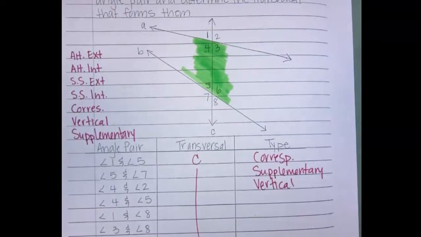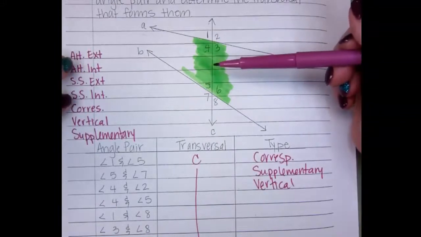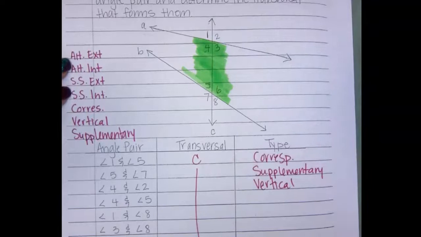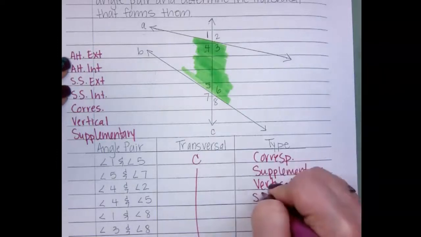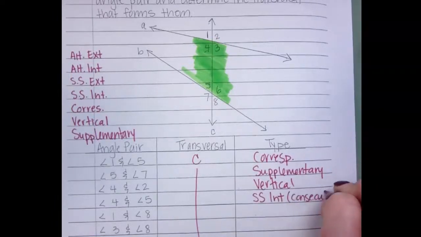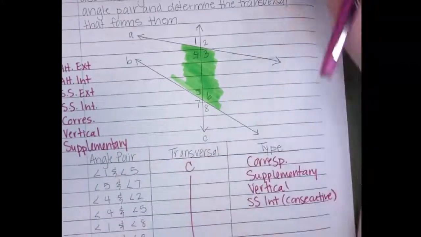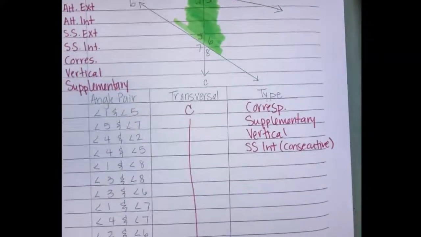All right, 4 and 5. Whoa, 4 and 5 are both in the green. And the green means what? Interior. So I have these two options: alternate interior or same side interior. Remember that has to do with where they are in relation to the transversal. Are they on the same side of the transversal or opposite sides? Well, 4 and 5 are on the same side. So these would be same side interior, which we also call consecutive. You need to know that vocab word. Consecutive.